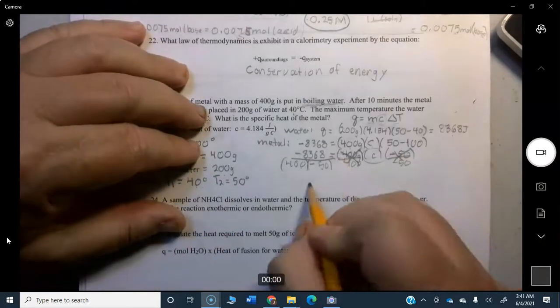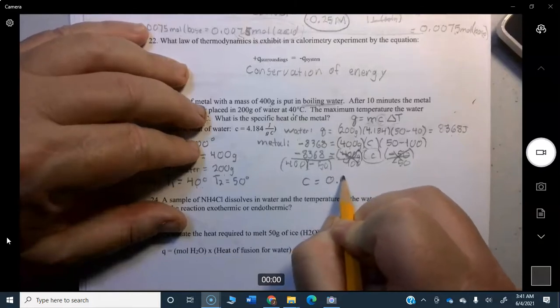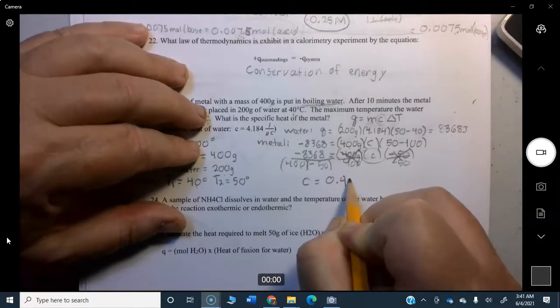So the specific heat is going to be 8368 divided by 400 divided by negative 50. So you're going to end up with a positive number. Specific heat should be positive. So C is going to equal 20.42 if you round that second digit.